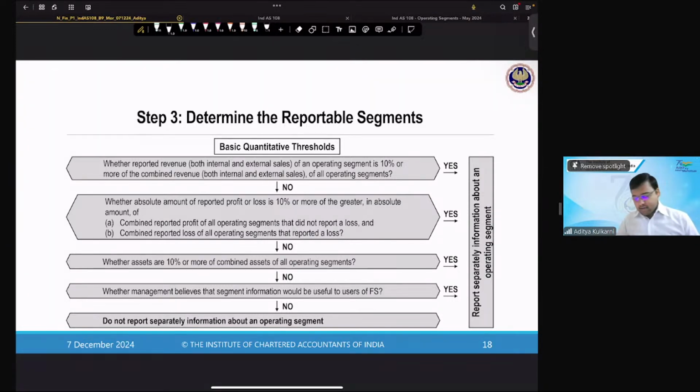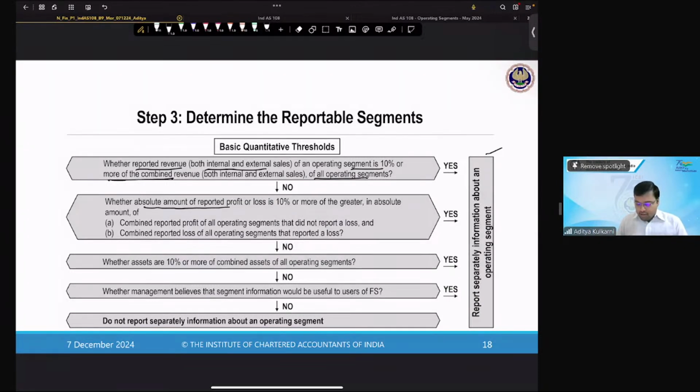So now let us look at the basic quantitative thresholds. Whether the reported revenue, both internal and external, of an operating segment is 10% or more of the combined revenue of all operating segments. So internal revenues, external revenues, add both of them and then look at each segment's revenue. If it is 10% or more, then yes, report separately information about the operating segment. If the answer to that is no, then we look at the profitability.